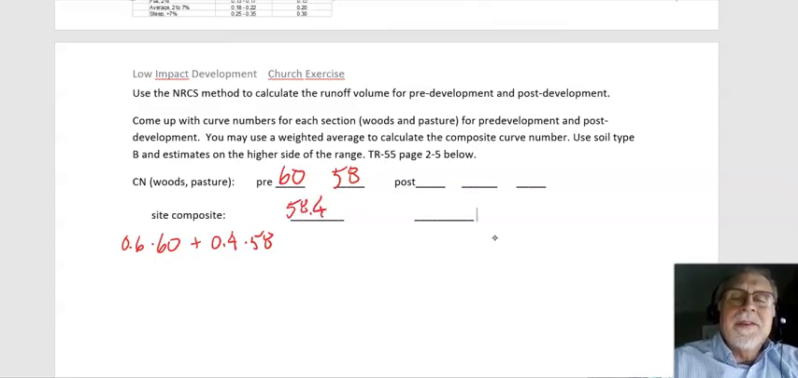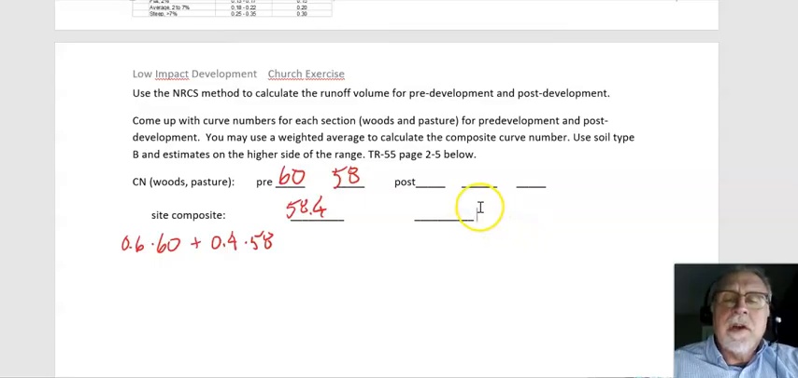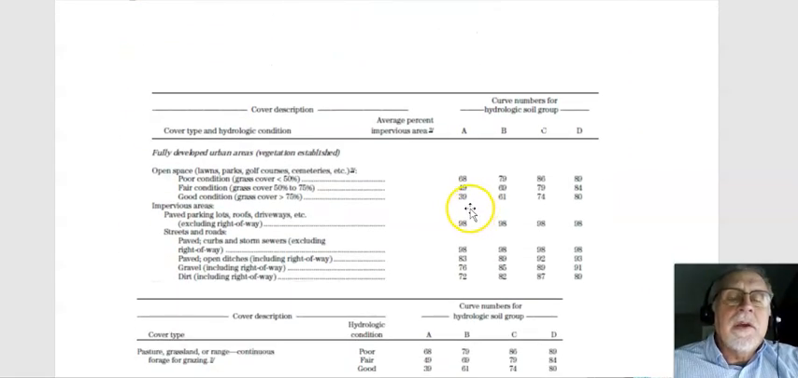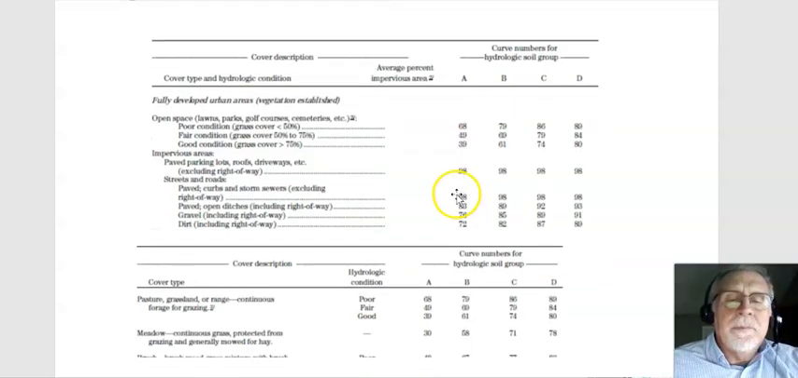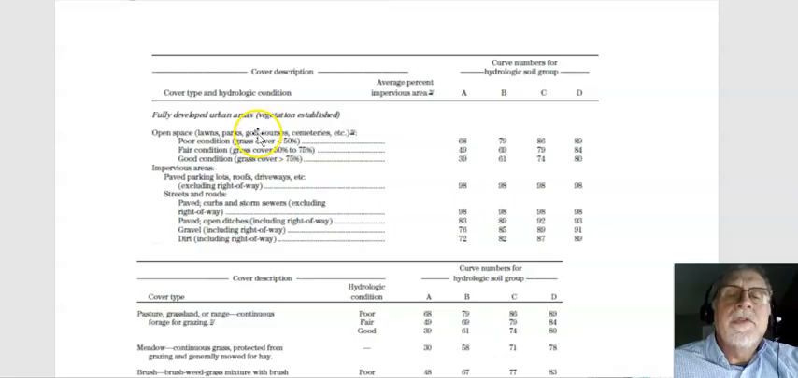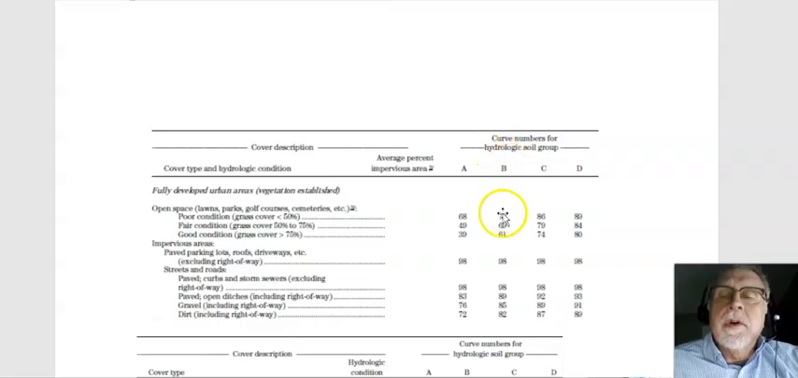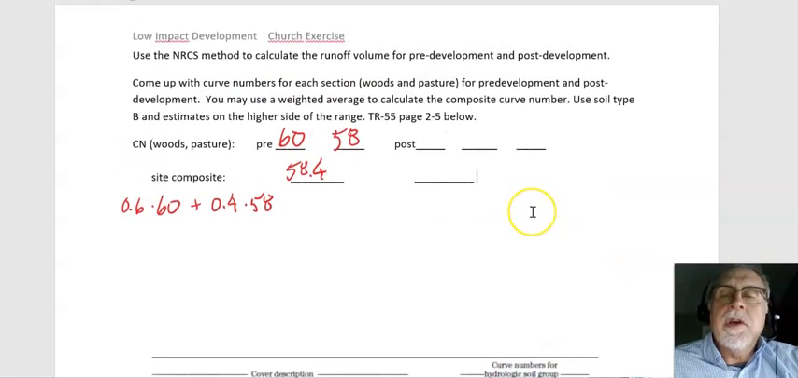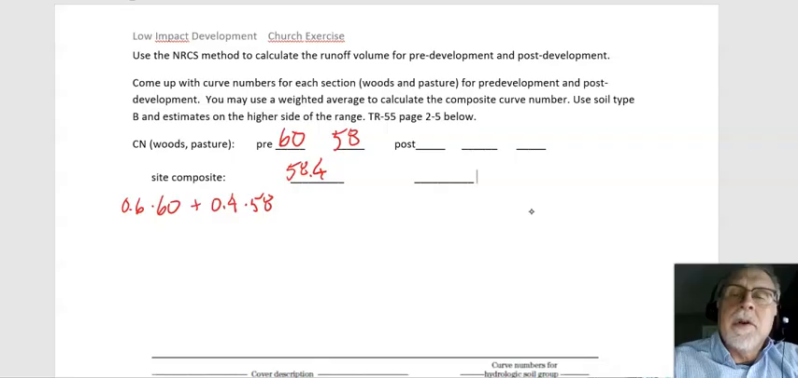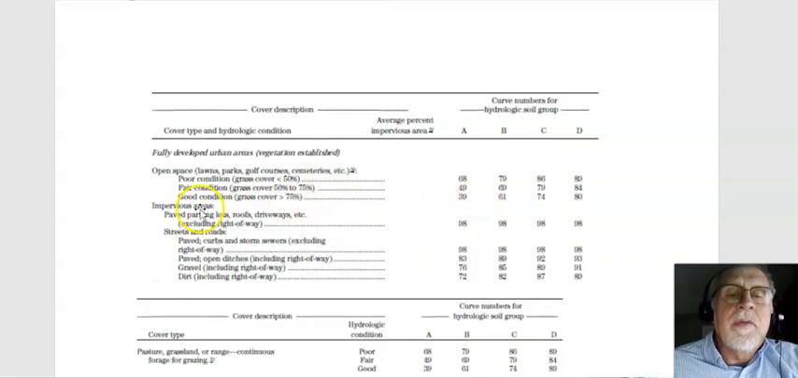For the post-development, I'm going to say that on the church side, most of that is, I'll use open space, poor condition. So I think it said, and this isn't necessarily Monroe Township, but I think it implied, to fudge high on the post-development to be safe. So I'm going to say that part is a 79, and the church is actually impermeable. If you look here, paved parking lots, roofs, driveways, 98.